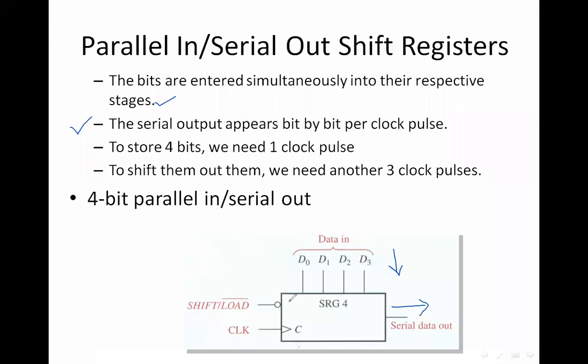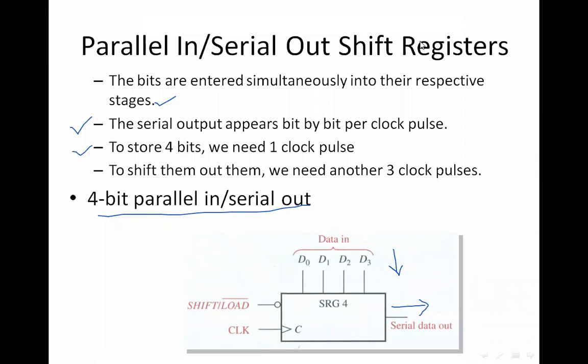Once I have one clock pulse, I will get one value, another clock pulse, the next value comes in. To store 4 bits, we need one clock pulse because all are in parallel. To shift them out, we need another 3 clock pulses, which means 1 plus 3. So in total 4 clock pulses for all the data to reflect at my output one by one. This is called a 4-bit parallel in serial out configuration.